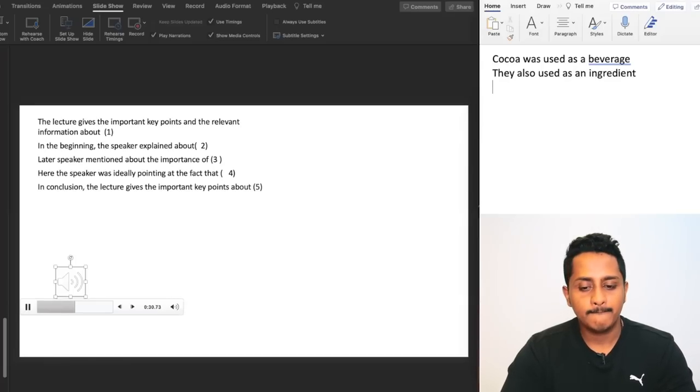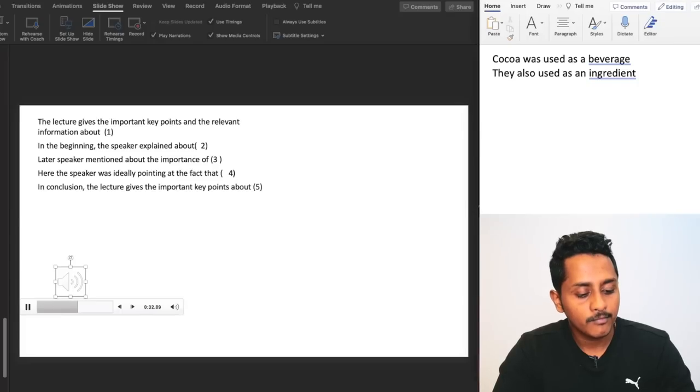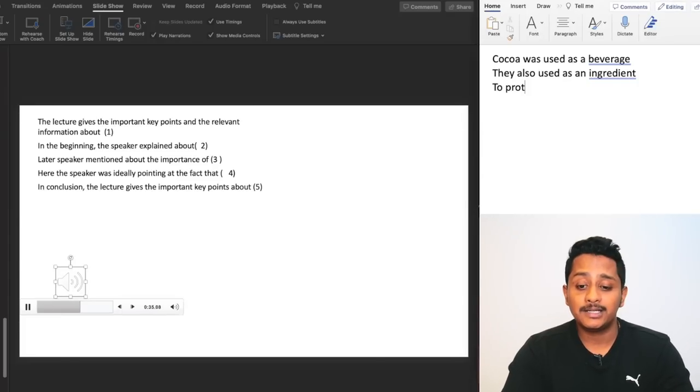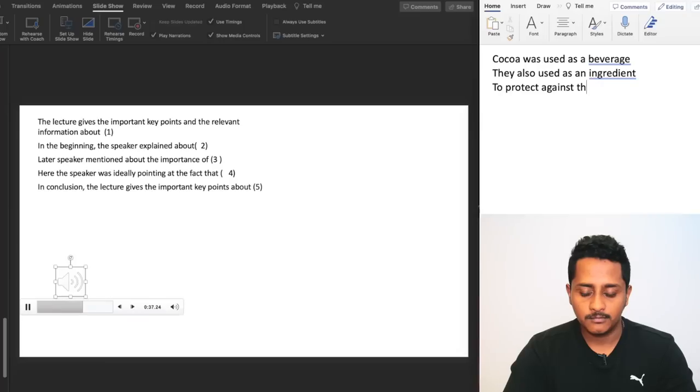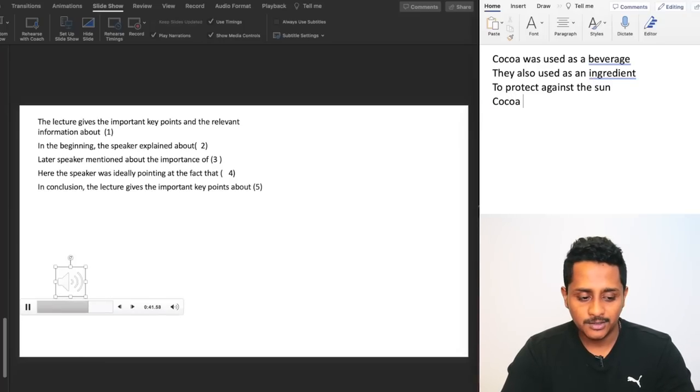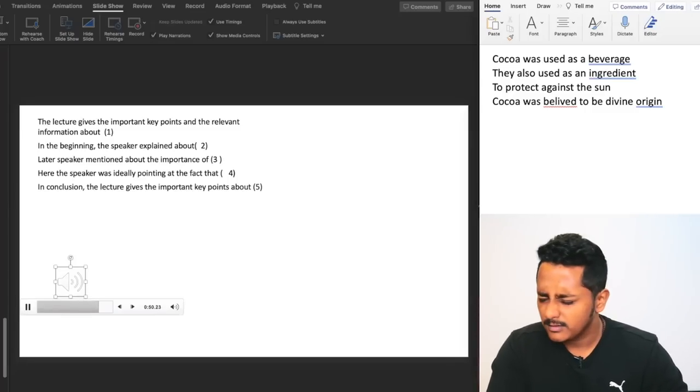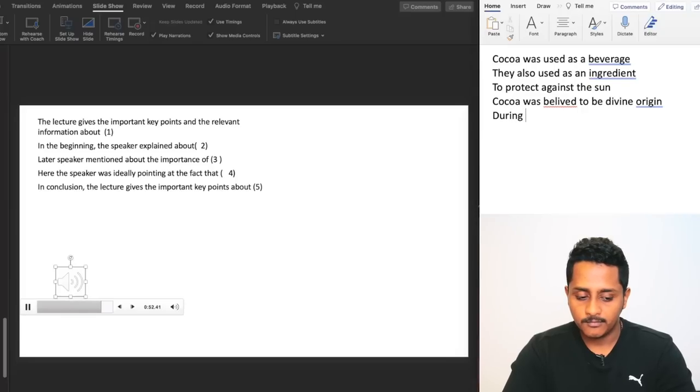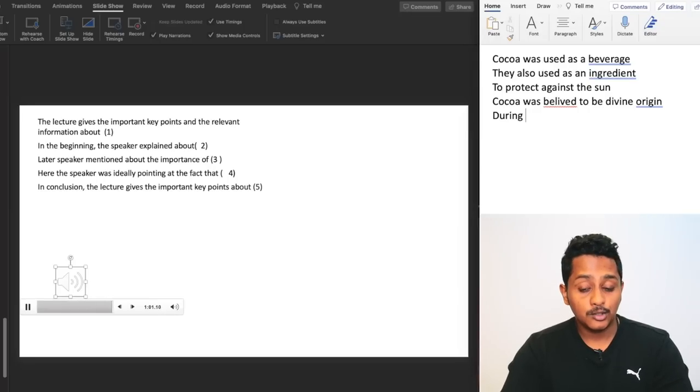The chocolate drink cocoa butter was used to protect skin against the sun. For the Aztecs, cocoa to protect against the sun, probably. Cocoa was believed to be of divine origin. Human sacrifices to appease the god of the sun. Cocoa beans were given to priests' assistants at children's coming of age ceremonies. During marriage ceremonies, the couples drank a symbolic cup of chocolate and exchanged cocoa beans. They believed that drinking chocolate gave mortals some of Quetzalcoatl's wisdom, god of learning and the wind.